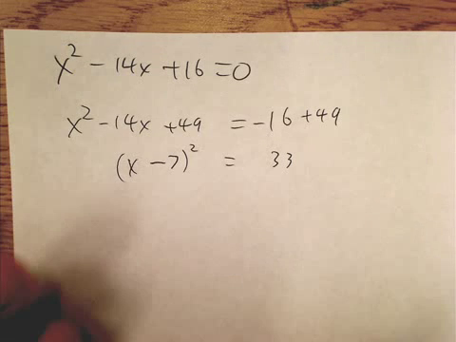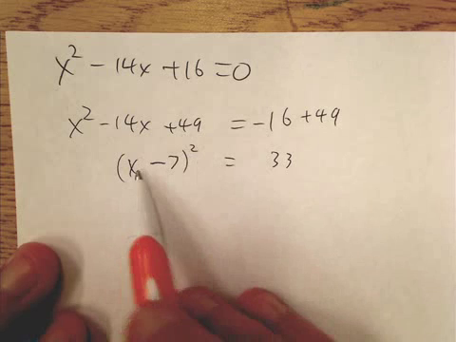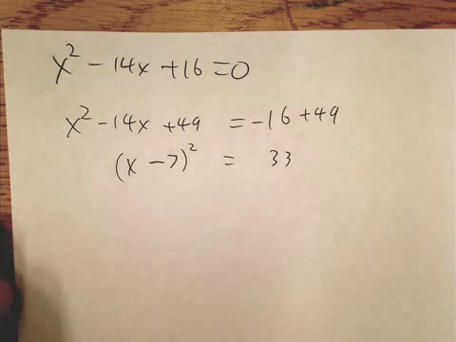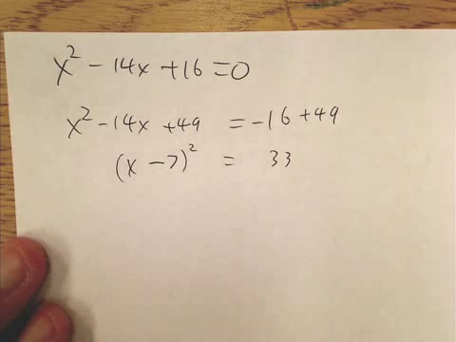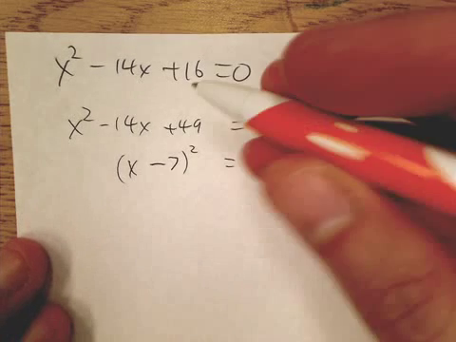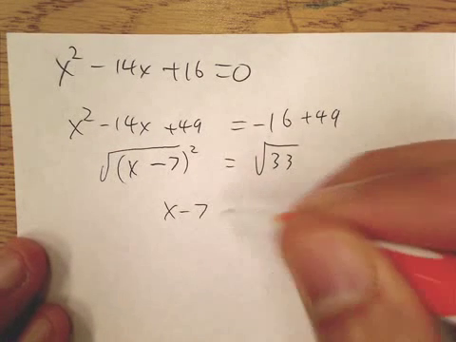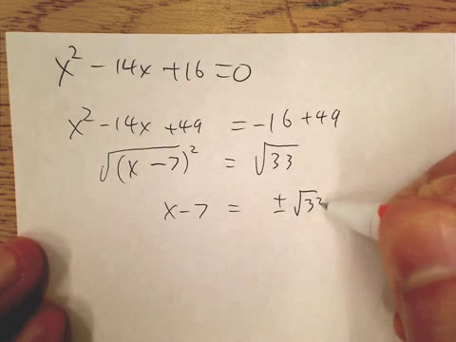Okay, so I took the number here, I divided it by 2, and I squared it. And then I put the x and the squared around it. And it always works out as long as you divide by 2 and square it. You could multiply this out and you'll see that you will get this like I showed on the other one. All right, next we will square root. X minus 7 equals plus or minus square root 33.